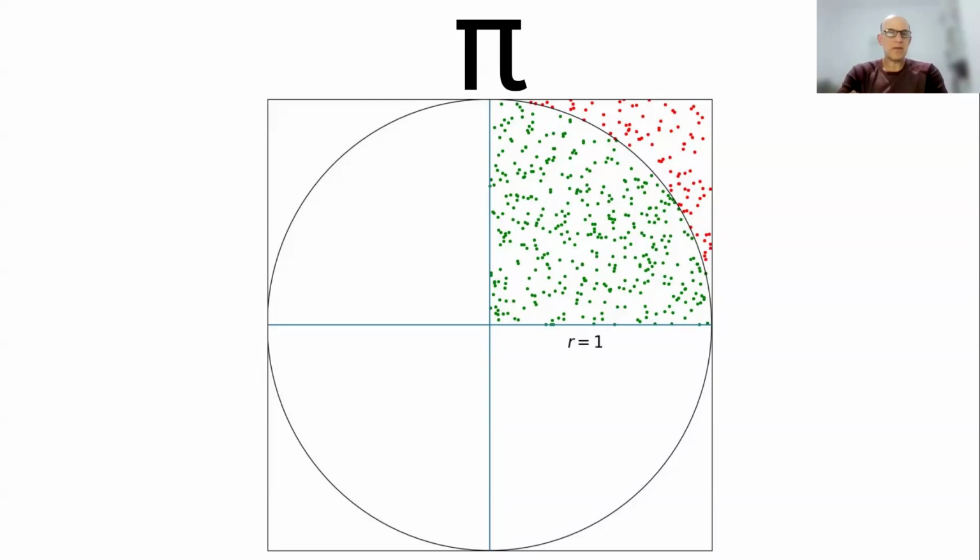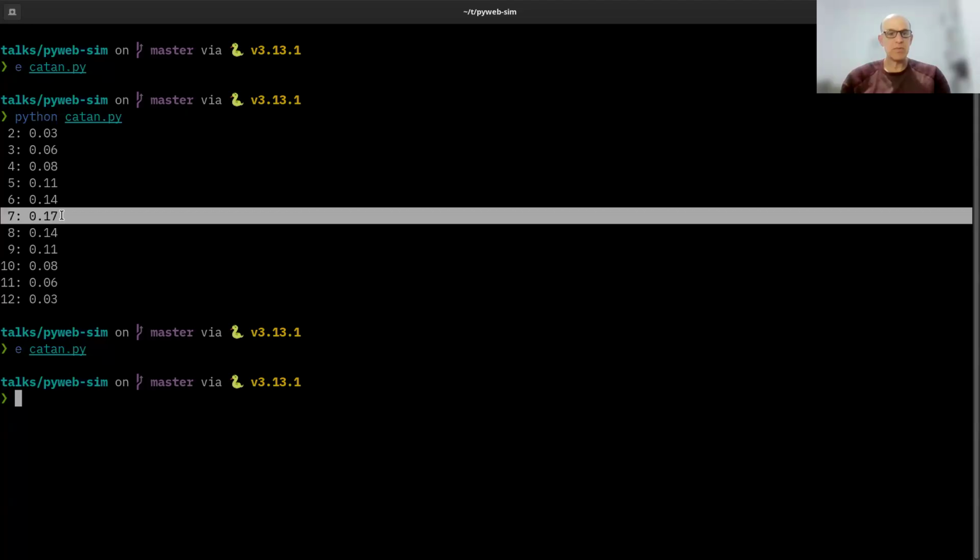Because the area of the circle is pi r squared, but r is 1, so it's just pi. So basically, the amount of dots that fall inside the circle should be pi. But we're doing it only on a quarter of a circle. So this is a quarter of pi, and we are going to get the number pi. So this is pi.py.